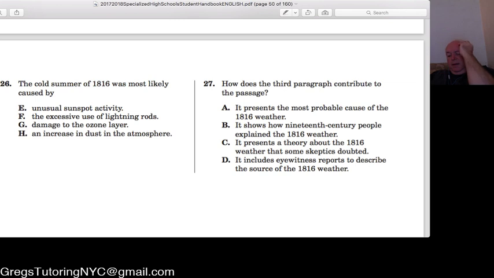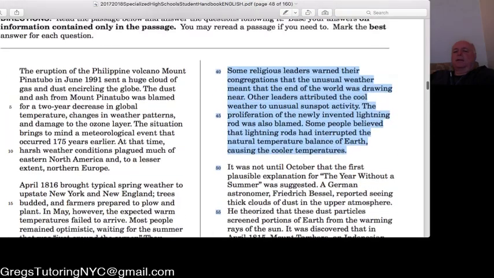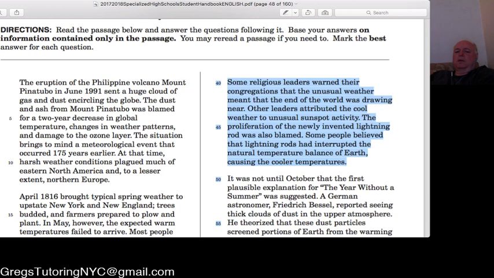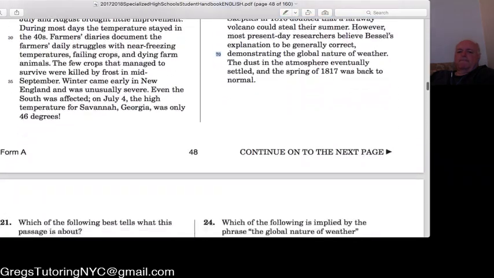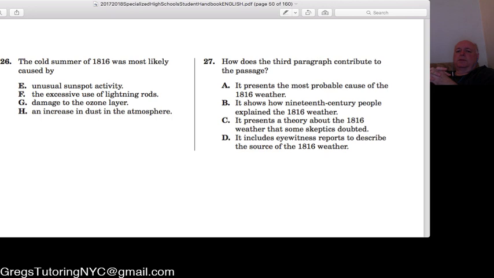And 27 is how does the third paragraph contribute to the passage? Let's try to find the third paragraph starters. So 1, 2, 3 is actually the one I just highlighted about the various reasons people came up with for the unusual winter happening. So how does the third paragraph contribute to the passage? It presents the most probable cause of the 1816 weather. It doesn't present the most probable cause. It presents what people thought were the most probable causes, right? Multiple. It's giving multiple things there. So A kind of works, but it doesn't really capture it. So we're assuming there's going to be a better answer here.